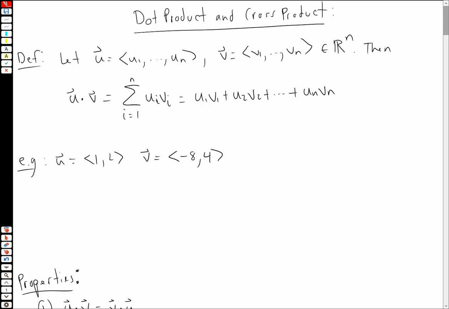Everybody, welcome back. So today we're going to be talking about the dot product and the cross product, two sort of vector arithmetics that we can do to obtain certain things.